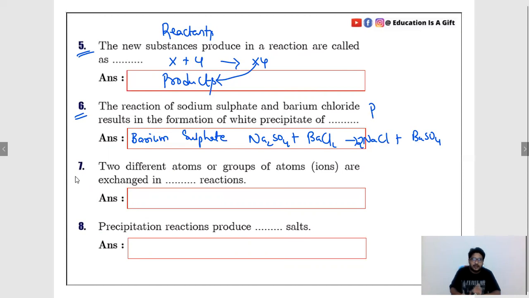Seven. Two different atoms or group of atoms are exchanged in dash reaction. For example, if you have AB and XY, both combining together, we may get AX plus BY. If you observe, A and X are combining together and B and Y combining together, here one displacement, here another displacement, hence answer is double displacement.